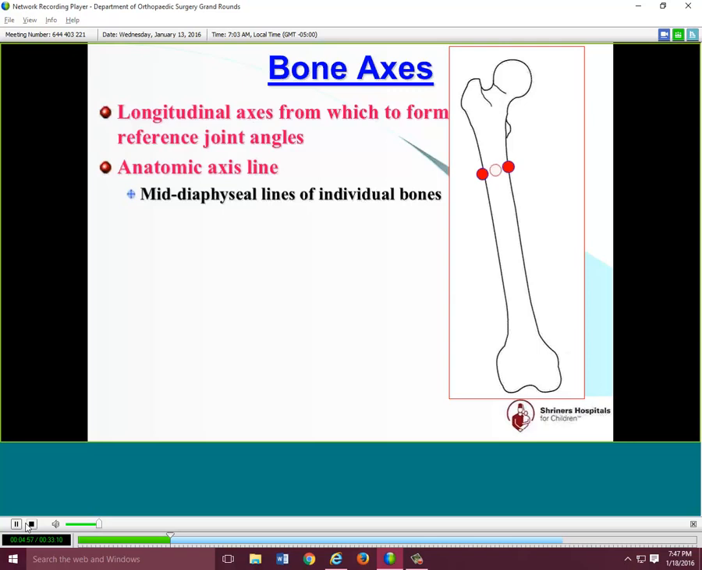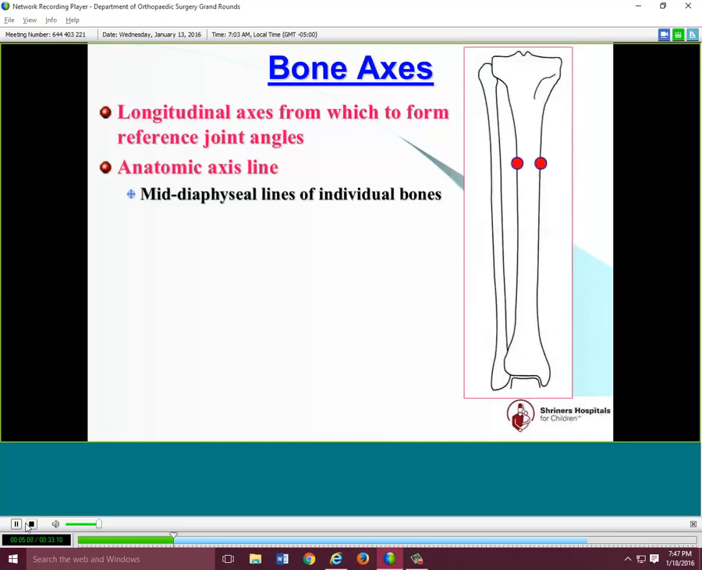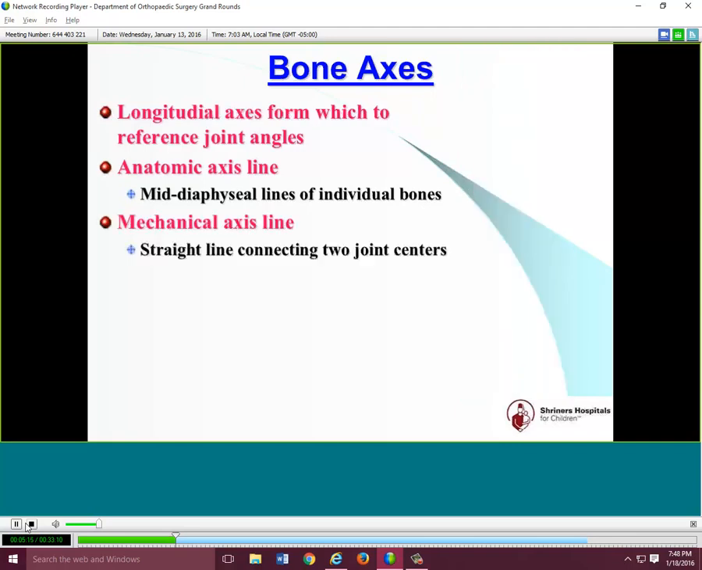So if you have a femur, you choose 2 points on the cortex and a dot in between. Just do the same further down the shaft and draw a line through that, and that's your anatomic axis. For tibia, same thing. 2 dots, dot in between. And there's your anatomic axis.